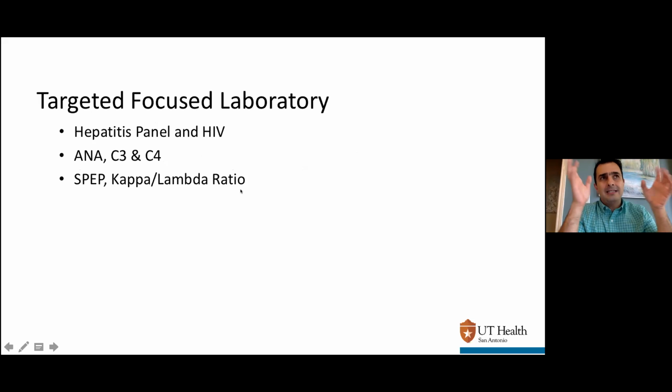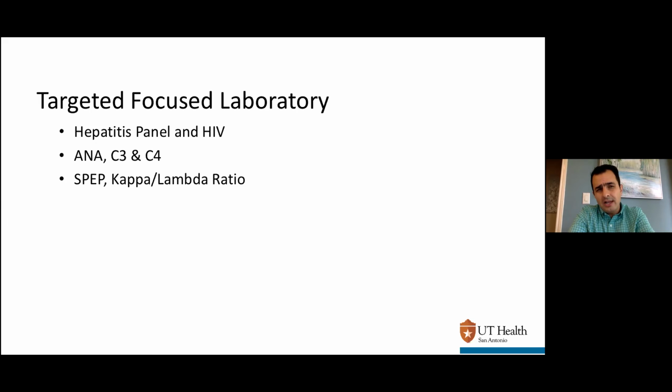So as I said, history is very important, followed by looking at two main things: urinalysis and kidney ultrasound, and assessment of proteinuria. And after that, I will have a targeted, focused lab that I do. Some people have a CKD evaluation lab where you order 100 labs on all of these patients. I don't take this approach. I do a focused lab based on the patient, the risk factors, and what I see.